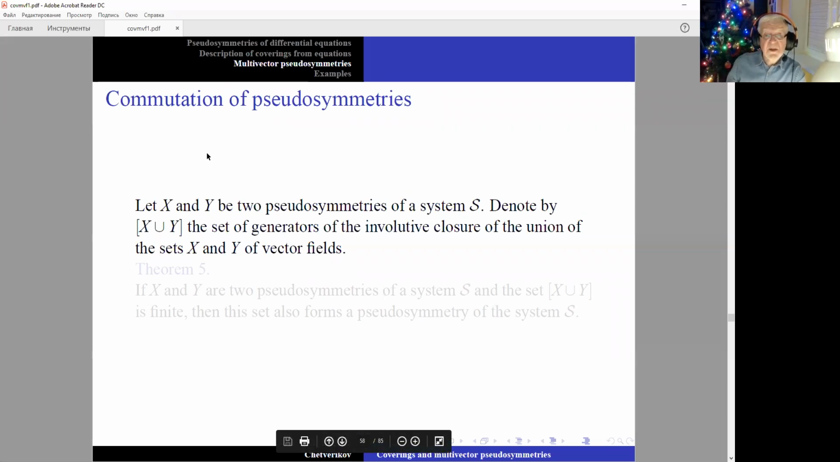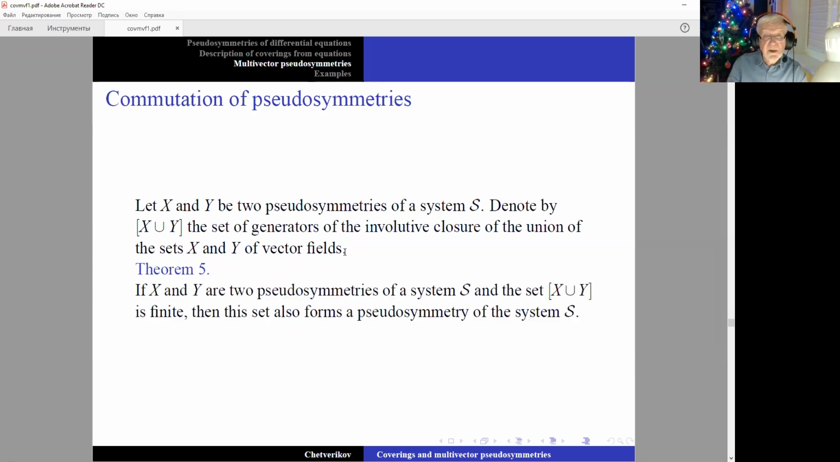This is the commutation of pseudosymmetries, and this operation allows us to construct new pseudosymmetries and new coverings.